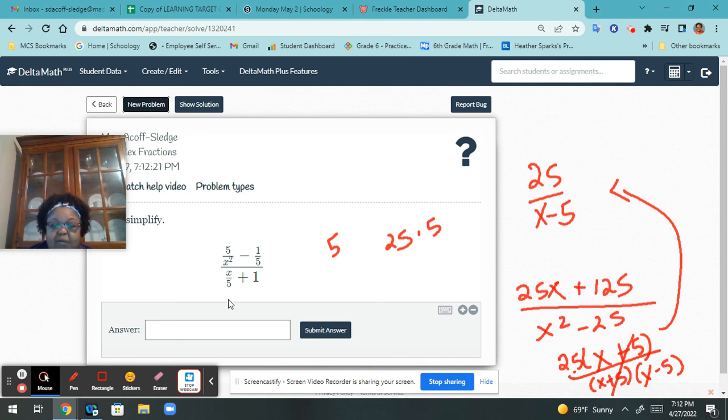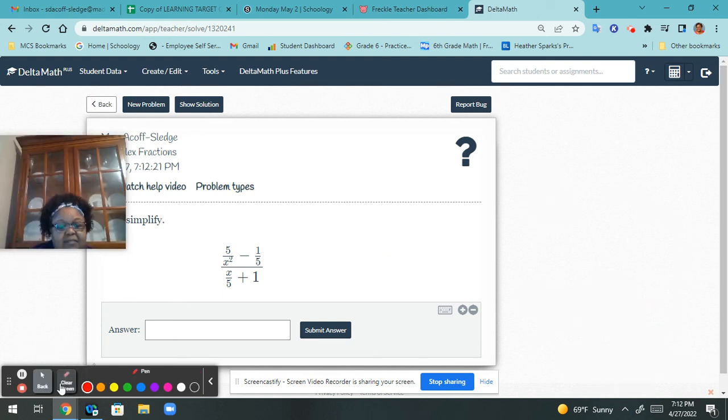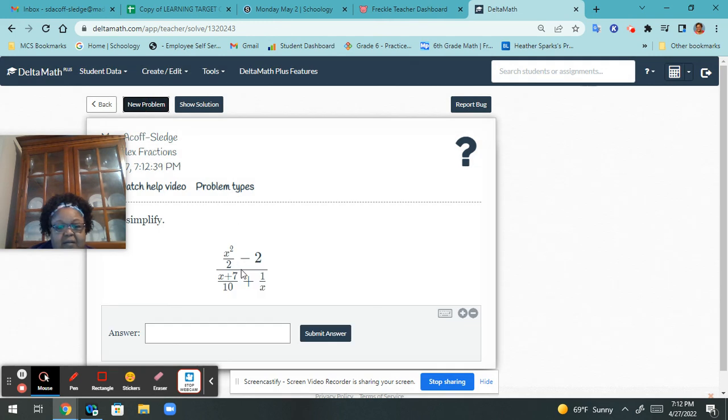So there's another one where you're going to be multiplying by x squared, and then you're going to multiply everything by 5, after you get that cleared out. Here's another one. You're going to multiply everything by x and then everything by 10. So let me do that first, because the 10 is your bigger number and 2 is a multiple of 10. So we can use that.